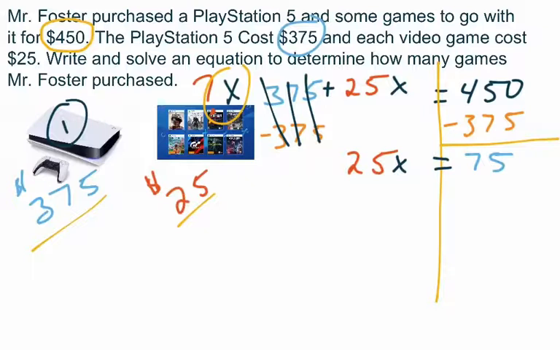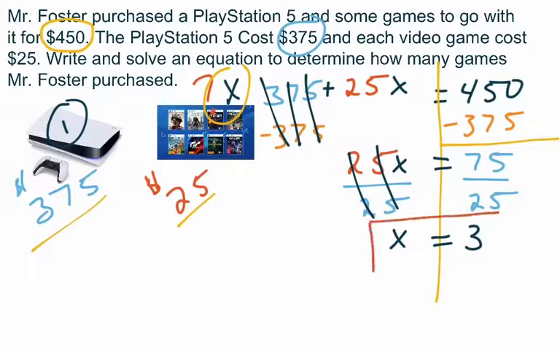Well, let's do the inverse, the opposite of multiplication. Let's divide out the 25. And we got to do that on both sides over here. So divide by 25. Divide by 25. Cancels there. x is going to be equal to 75 divided by 25, which is 3. And 3 represents x or g, how many video games I purchased.